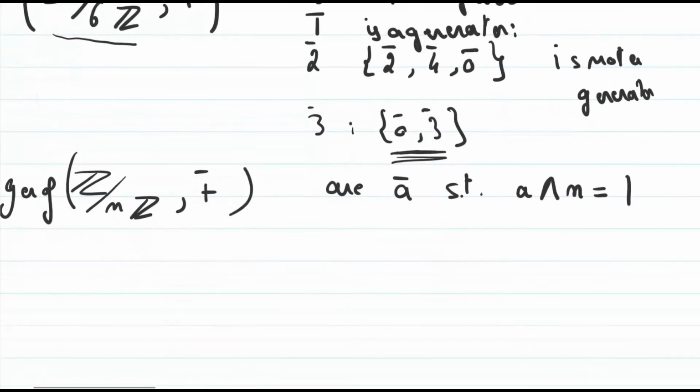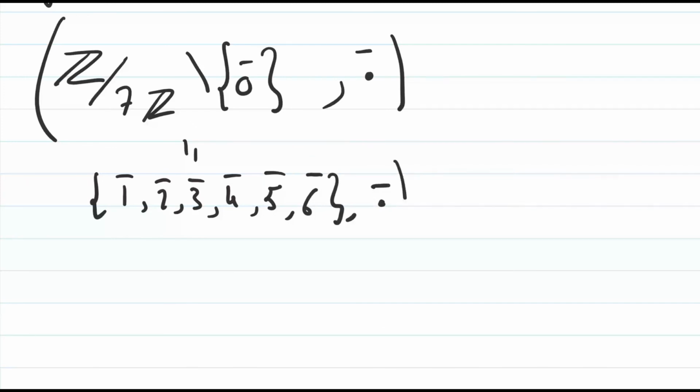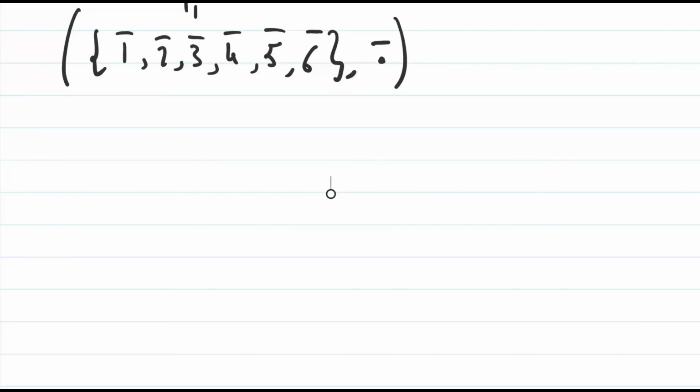What about the multiplicative group? I want a group, so I take a prime number, for example 7, I remove 0, so I have this set, and I take it with the multiplication modulo 7. Does it have a generator? Here the operation is multiplication, so I have to take the powers of each of the elements. 1 bar is not a generator, because the powers of 1 bar are only 1 bar.